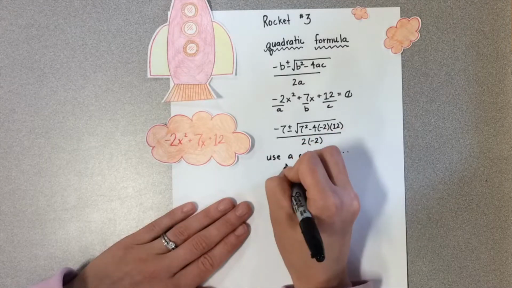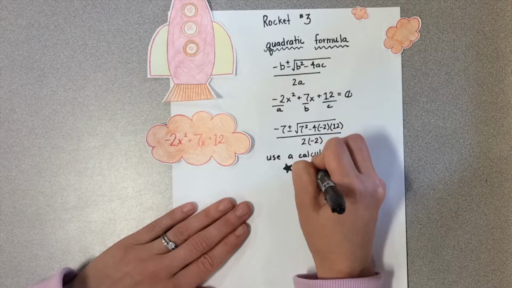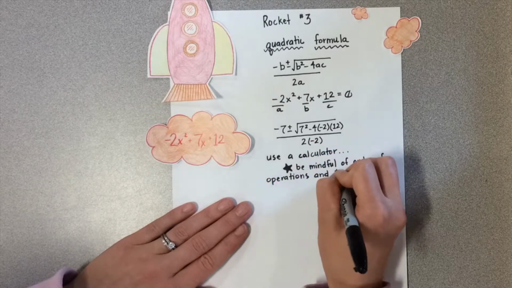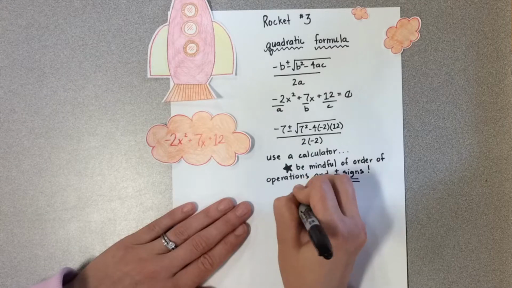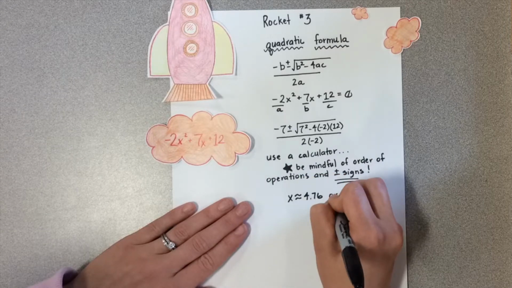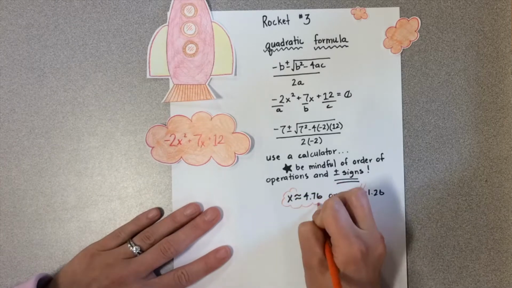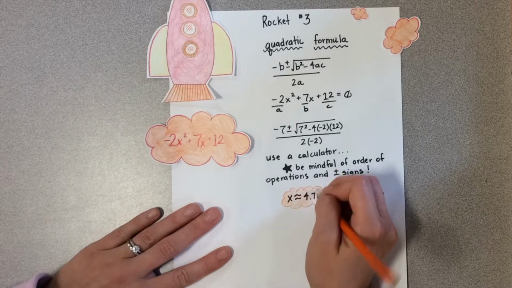Now, use a calculator to do the arithmetic. Keep in mind that again, you have two possible solutions to account for. Be careful with your signs and your order of operations. Since we're still describing distance, we're only going to use the positive solution.